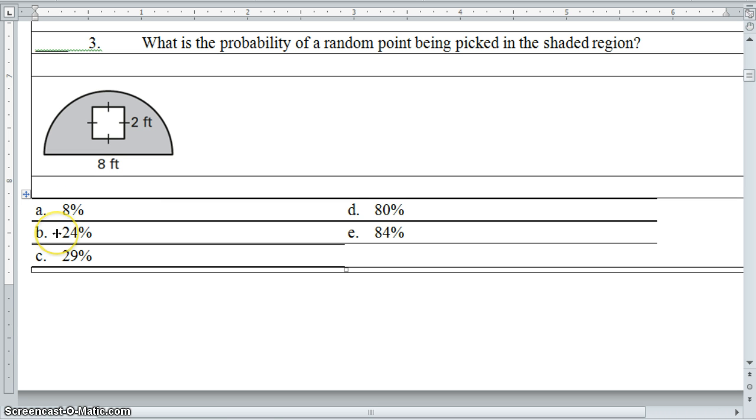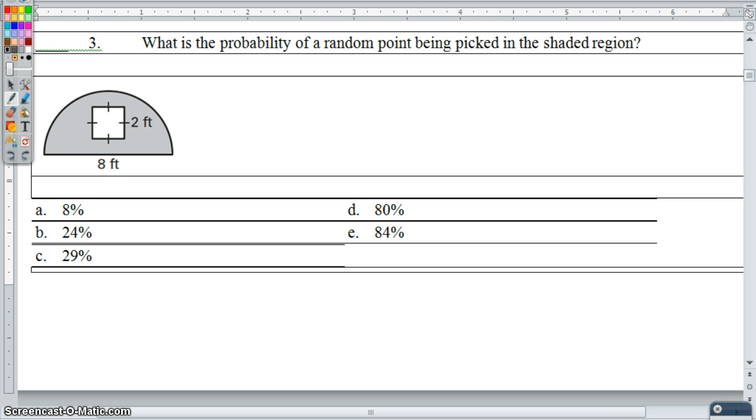24%? Probably more than that. 29? Probably more than that. 80 or 84, you can't tell the difference between those two. Okay, but I'm looking for the shaded region. If somebody was saying this area, the inside, then I'd say, oh yeah, maybe. But we're trying to figure out the probability of the shaded region.